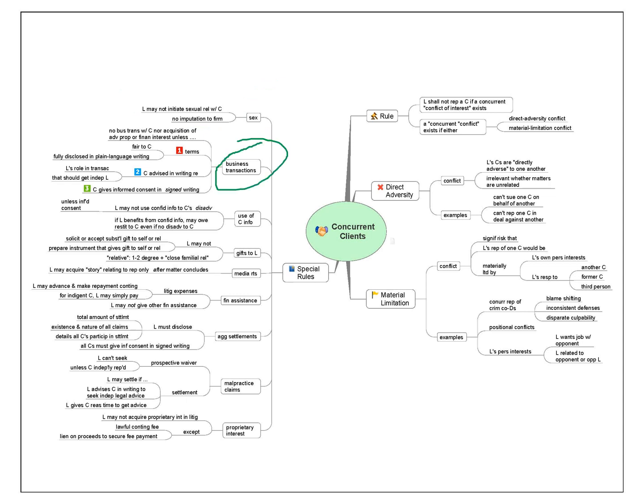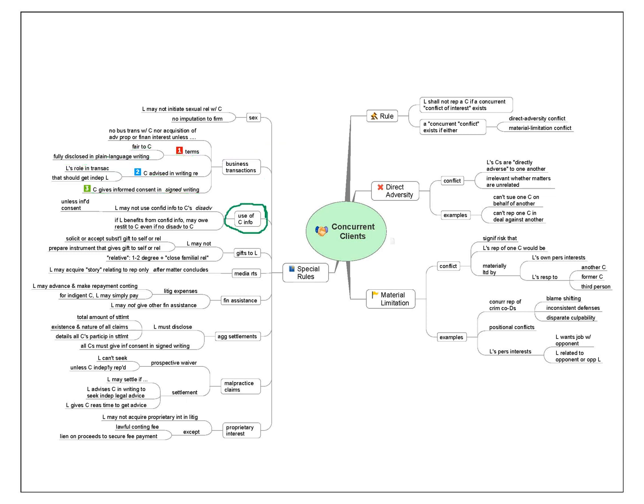Business transactions. You cannot enter into a business transaction with a client or acquire an adverse property or financial interest to that client unless the terms of the transaction are fair to the client and fully disclosed, the client is advised in writing of the lawyer's role in the transaction and that the client should get independent counsel, and finally, the client has got to give informed consent in a signed writing. All three hoops must be jumped through, or else potentially the transaction is going to be subjected to nullification and the lawyer subjected to discipline.